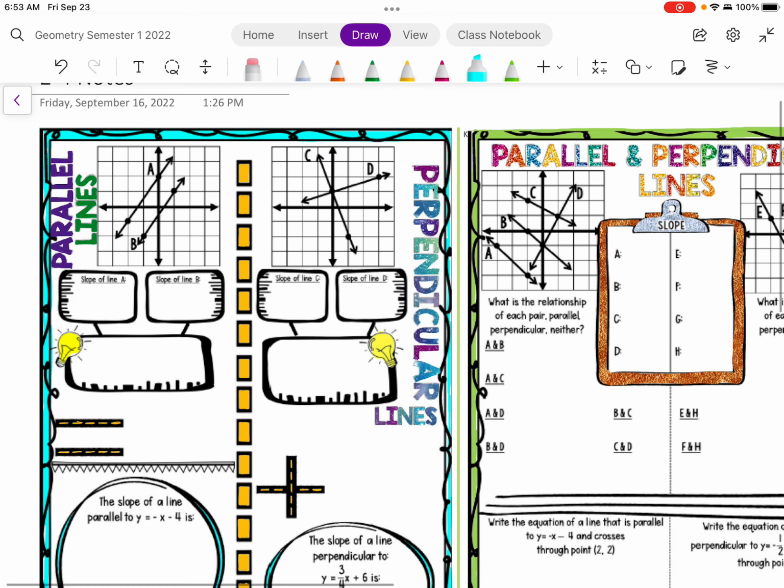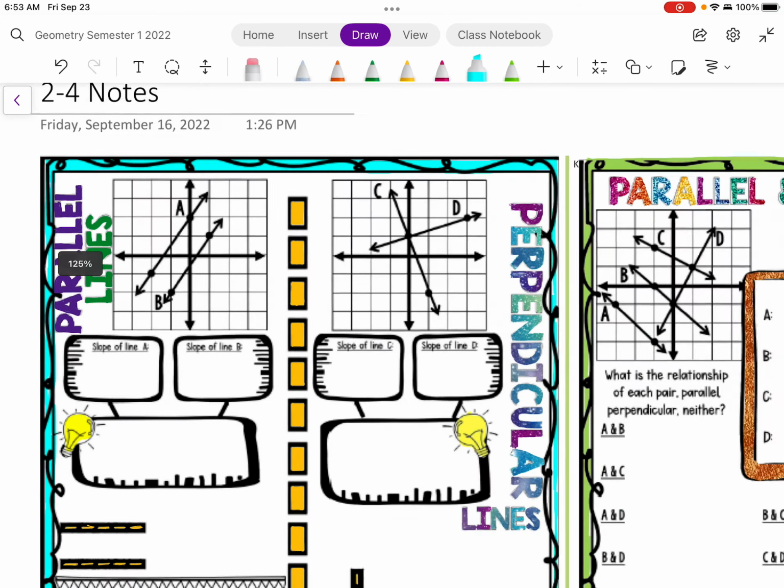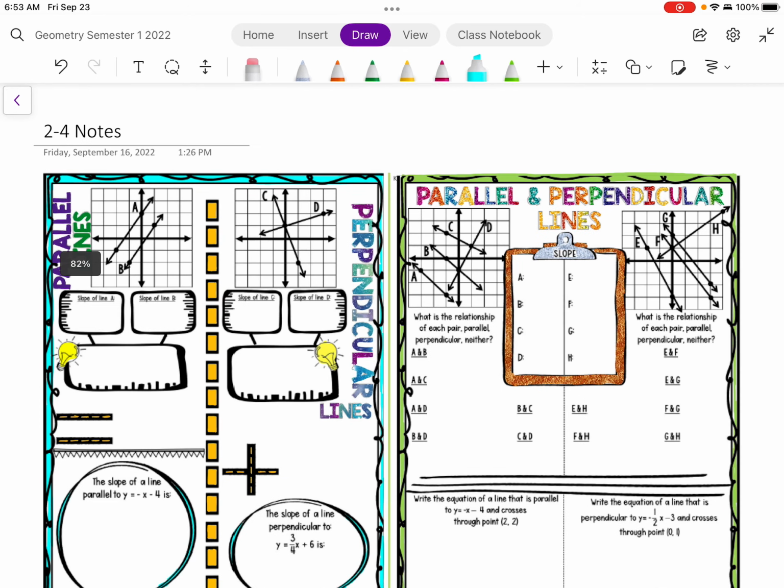All right, this starts 2-4. We're going to talk about parallel and perpendicular lines on a graph. You may remember this from Algebra 1. If not, I'm going to teach it like you've never seen it. And feel free to color your notes like I have.